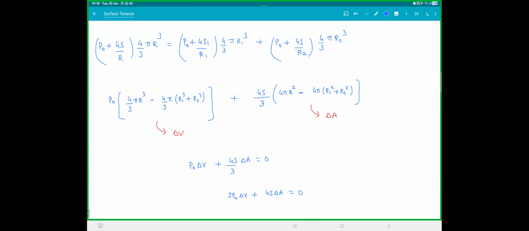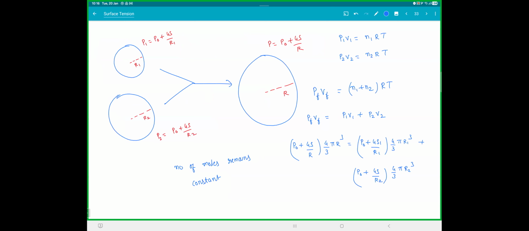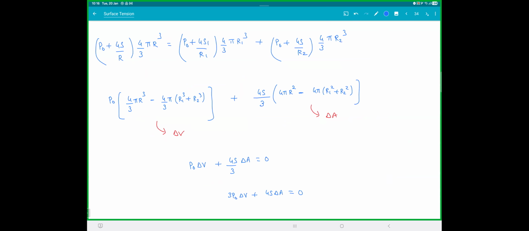Is that clear, everyone? Got this? So basically I found the pressure inside, then I know the volumes. I used PV equals nRT, and when you combine them, the number of moles will remain constant. So the P final V final must be equal to the total number of moles times RT. Total number of moles are N1 plus N2, but N1 RT and N2 RT are P1 V1 and P2 V2. Then it is just a matter of solving. All clear with this? Any doubts on this?